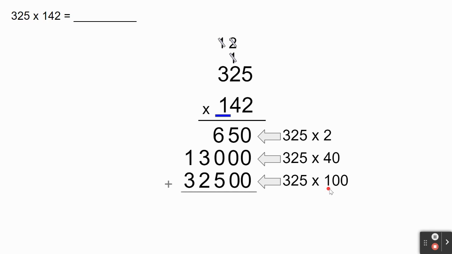Now we're going to add all these products up to get our final product. 0 plus 0 plus 0 is 0. 5 plus 0 plus 0 is 5. 6 plus 0 is 6. Plus 5 is 11. So place the 1 down here in the hundreds. Regroup the 1 to the thousands place. 1 plus 3 is 4. Plus 2 is 6. And 1 plus 3 is 4. So our product, or answer to the multiplication problem, is 46,150.